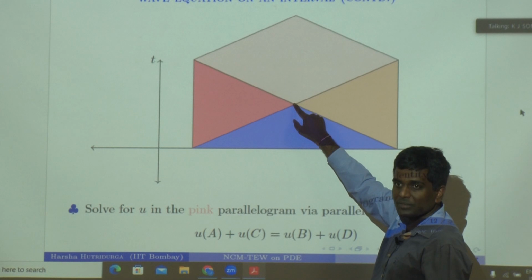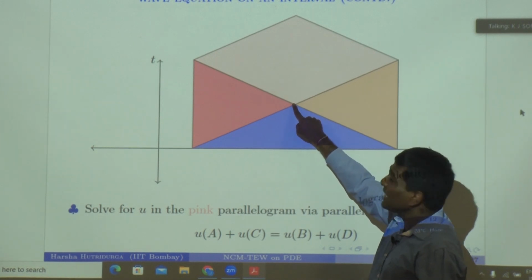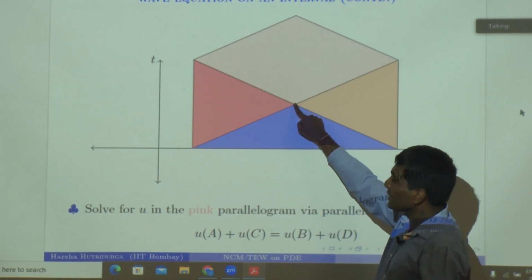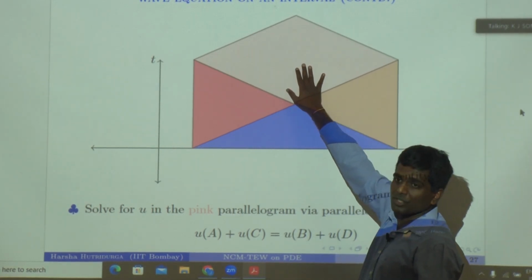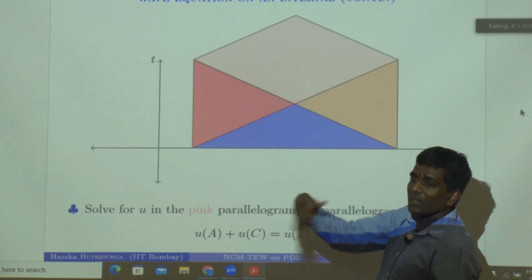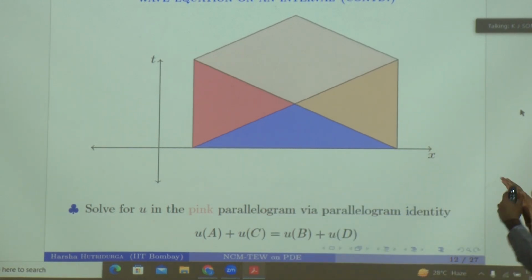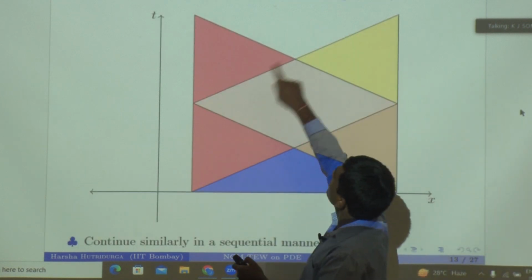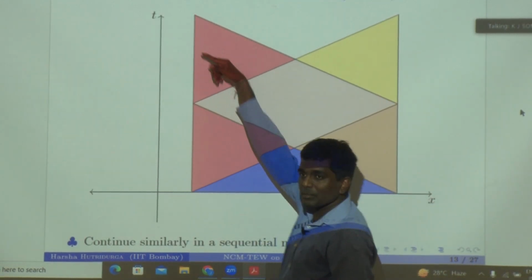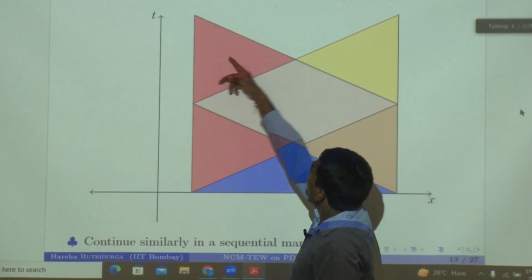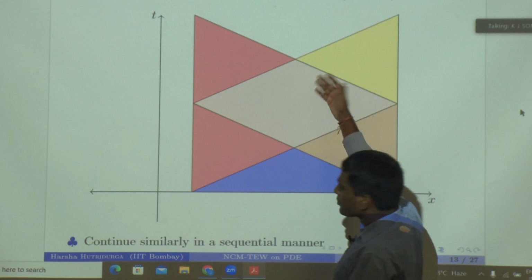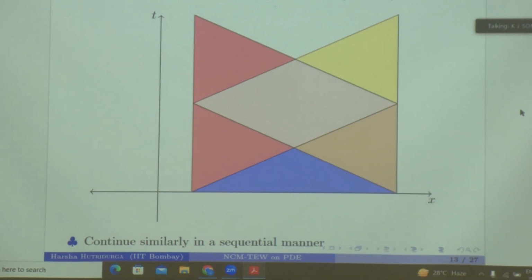This point will always be a common vertex for the characteristic parallelograms that you draw here, and there you know the values by D'Alembert's formula. So you can assign values for u at any point in this pink region, again by the parallelogram identity. You have to essentially draw those characteristic parallelograms. And then once you have done that, you continue this line, because now it's just repeating what you did earlier. So first you solve here, then you solve here, and then you keep proceeding. Okay, and this is how you can fill this entire cylinder.